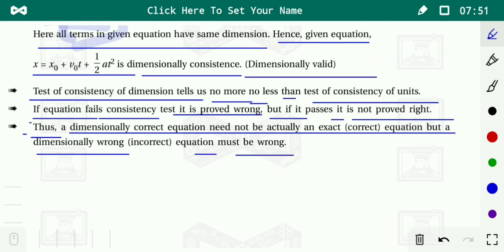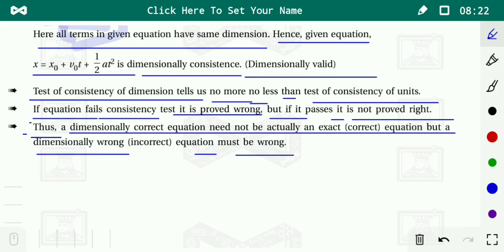This is what I have to say regarding the second application of dimensional analysis, to check the dimensional consistency of a given equation. So if the dimensional formula of both sides of the equation is the same, then the equation is said to be dimensionally consistent or dimensionally valid. Then there are two options: this equation may exist or may not exist. But if it is dimensionally inconsistent, then such an equation never exists in physics.